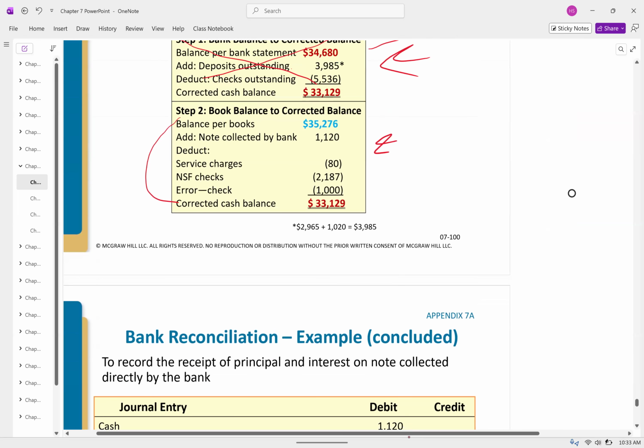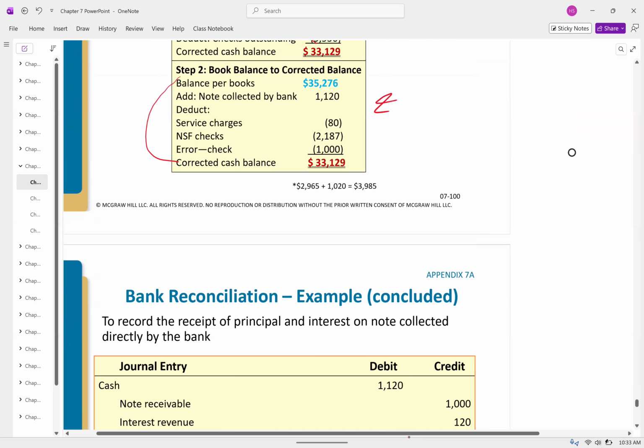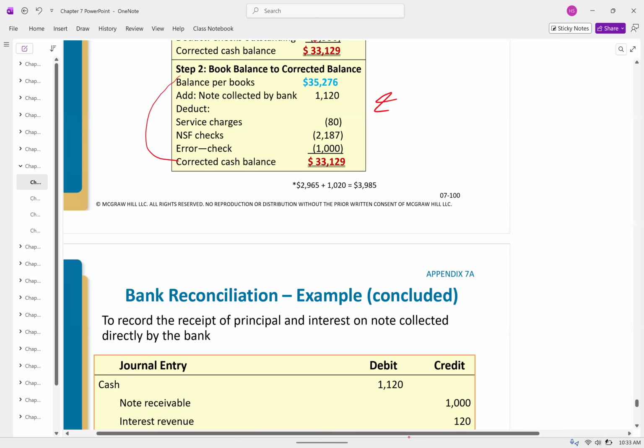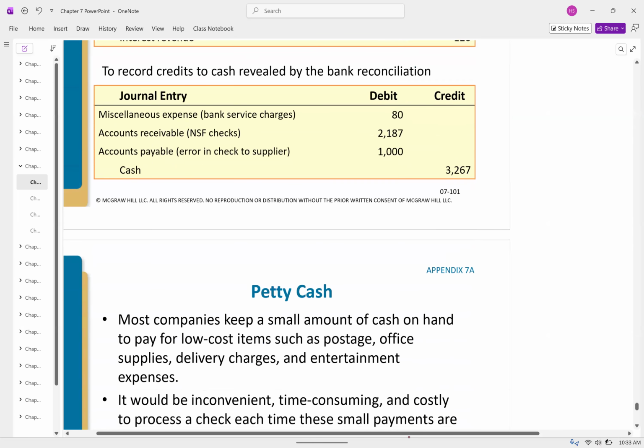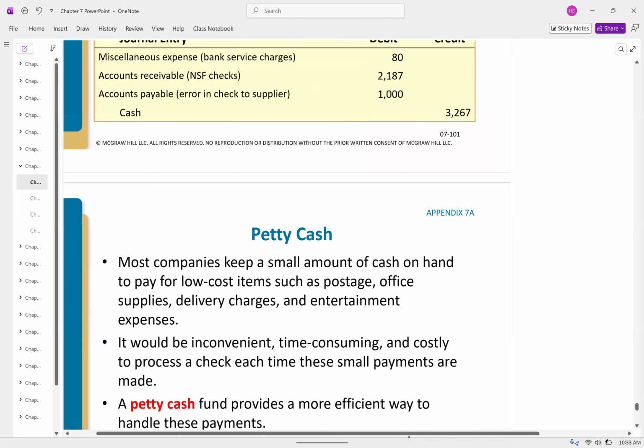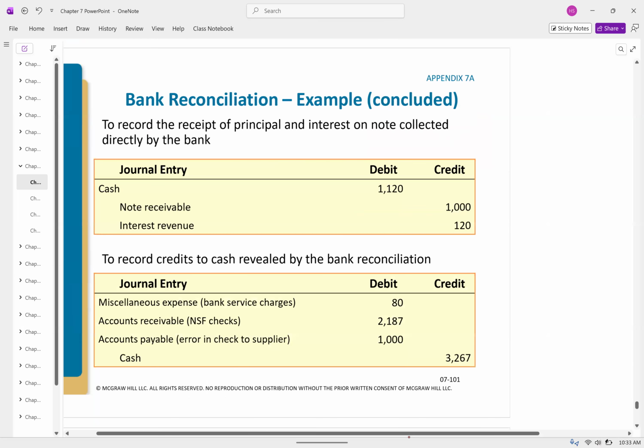Okay. So there was a bank collection. If cash is going up, remember you're going to debit cash. If cash is going down, you're going to credit cash. Okay. So there's the journal entries for all of those. And we will stop there. And we are done with chapter 7.